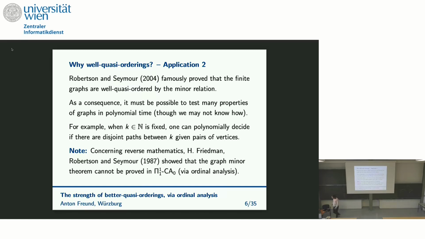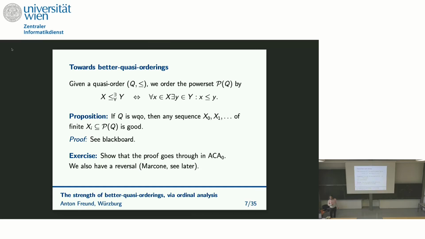Okay, so now let's try and make things better, and let's maybe first try and see why we should. So everything will be motivated by this construction here. You take a quasi-order, and you consider the power set, and you define this particular order on the power set. So you want to say when some subset of your order is bounded by another subset. And I think this is really the most natural thing. You say that one subset of the order is bounded by another if every element of the smaller set is bounded in the original order by some element of the larger set.